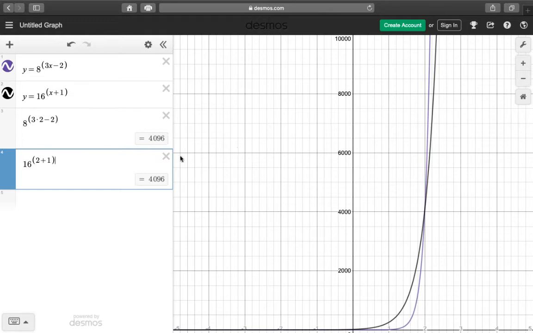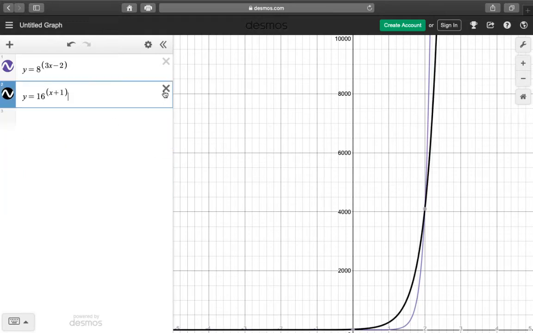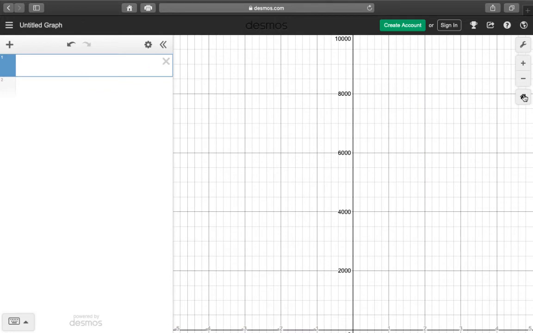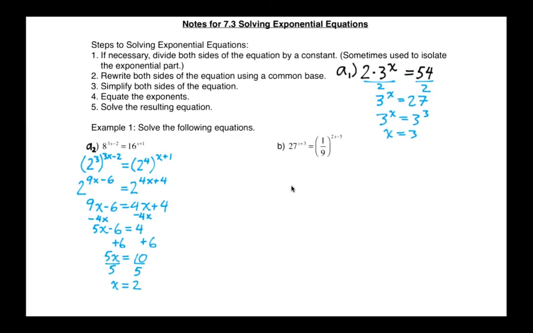Okay, cool. I'm going to clear these out here, make some room for other work as we get to it. We'll slide across here and take a look at the next example. We've got 27 to the x plus 3 equals 1/9 to the 2x minus 5. What you'll notice is that each one of these examples has something a little bit different to offer.